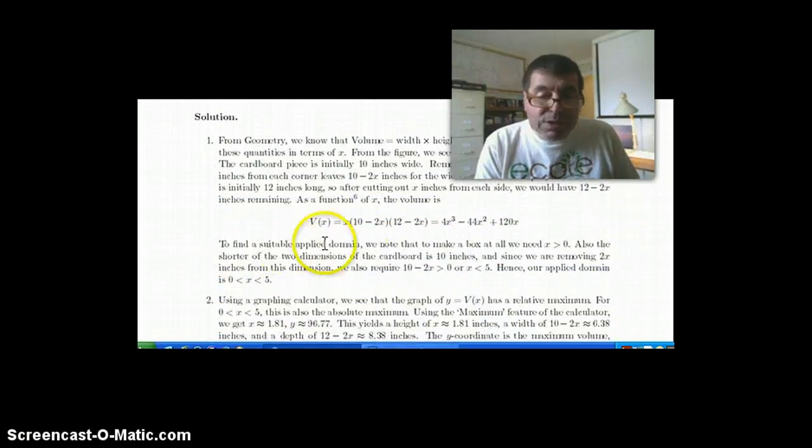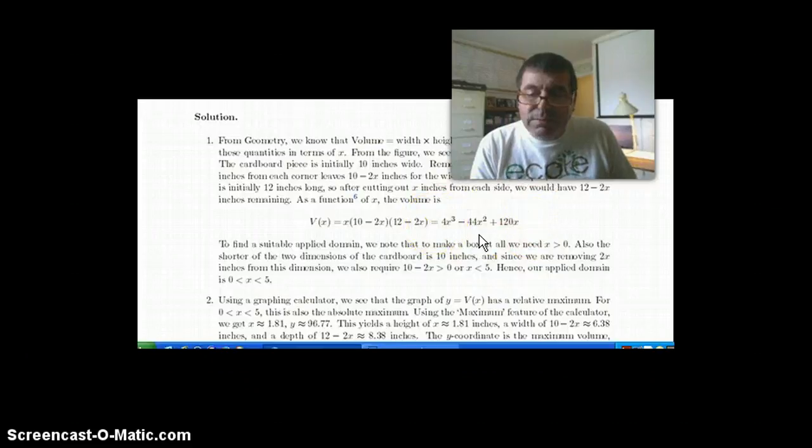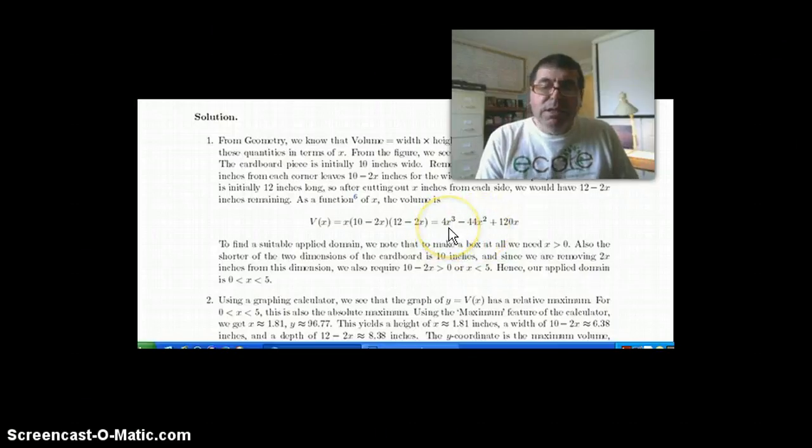And the expression is written right here. The volume is equal to this times this times this, or this expression, which is a polynomial. So the expression is representing the volume, and it's in terms of the variable x. And this happens to be a polynomial of the third degree with no constant. This is very, very important, and it will help you in understanding the problem.